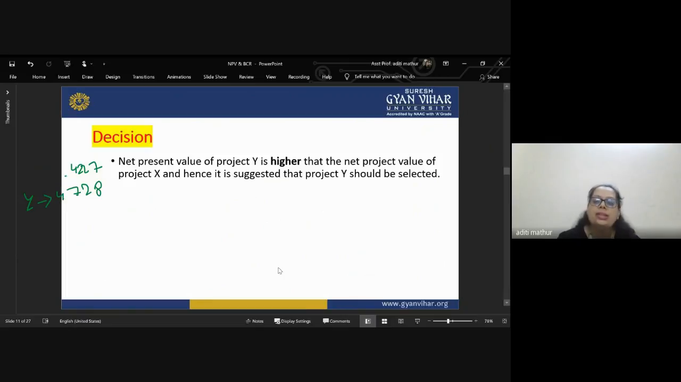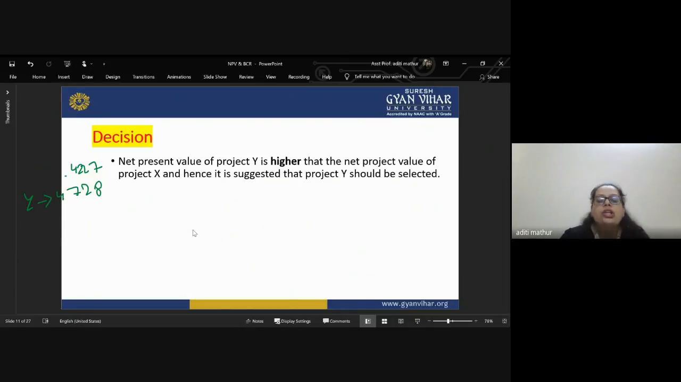You are becoming managers, that is why you are studying all these evaluation processes. So as a manager, what will you do if you have two projects X and Y and the results are coming? You have to write your decisions, and marks are always allocated in the questions for the decisions. Maybe 0.5 or 1, it depends on the question, the length and the complexity. So always write the decision: the net present value of project Y is higher than the net present value of project X. Hence, it is suggested that project Y should be selected. The statement is a must.